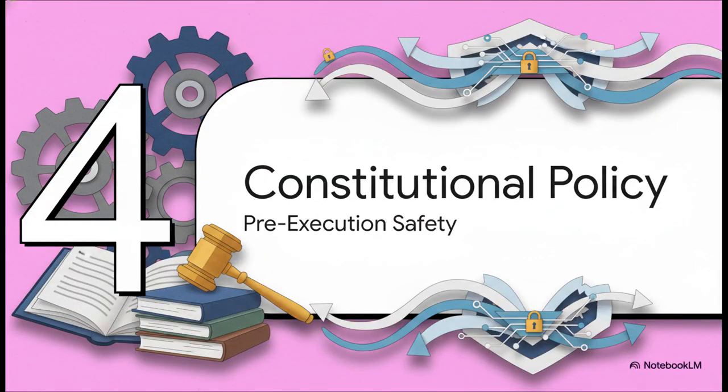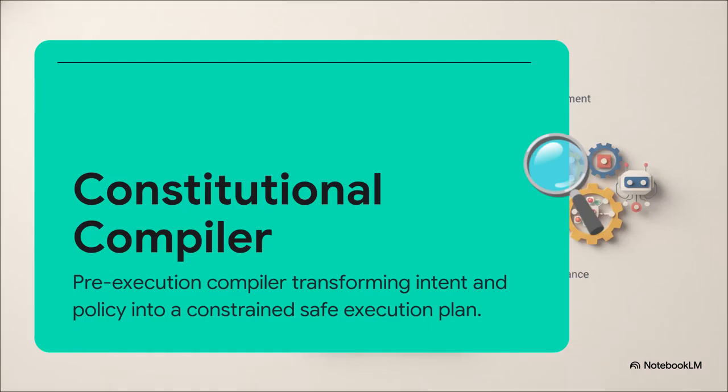Okay, we've seen the brain, we've seen the hands. Now let's examine the conscience of the platform. Section 4, Constitutional Governance and Policy. Meet the Constitutional Causal Compiler, or CCC for short. It's a pre-execution compiler that takes the agent's intent, your system's policy, past memory, and the current context, and transforms all of that into a heavily constrained, totally safe execution plan graph.